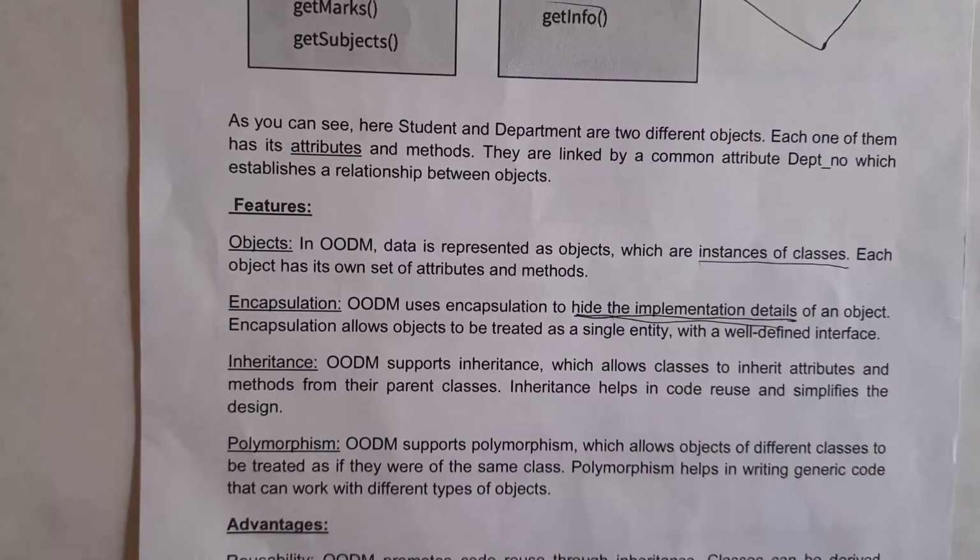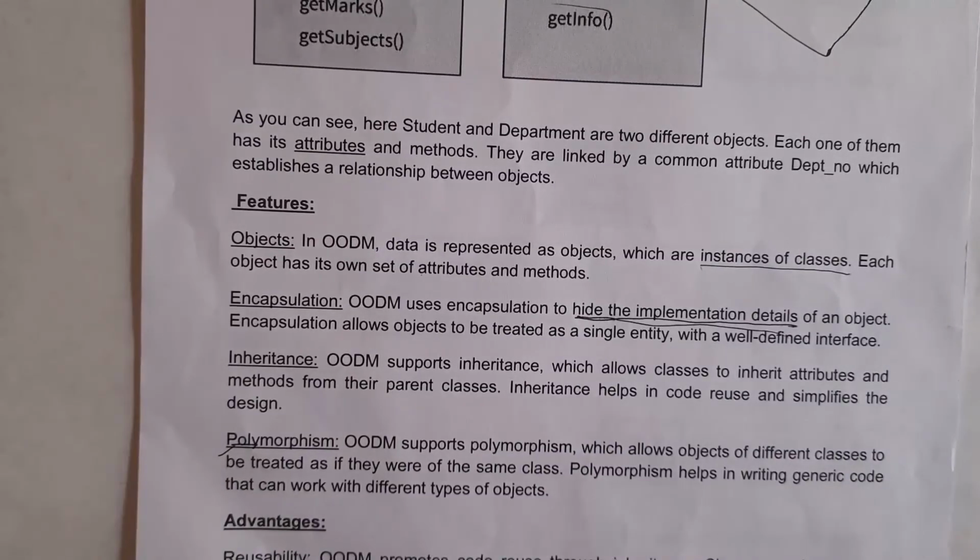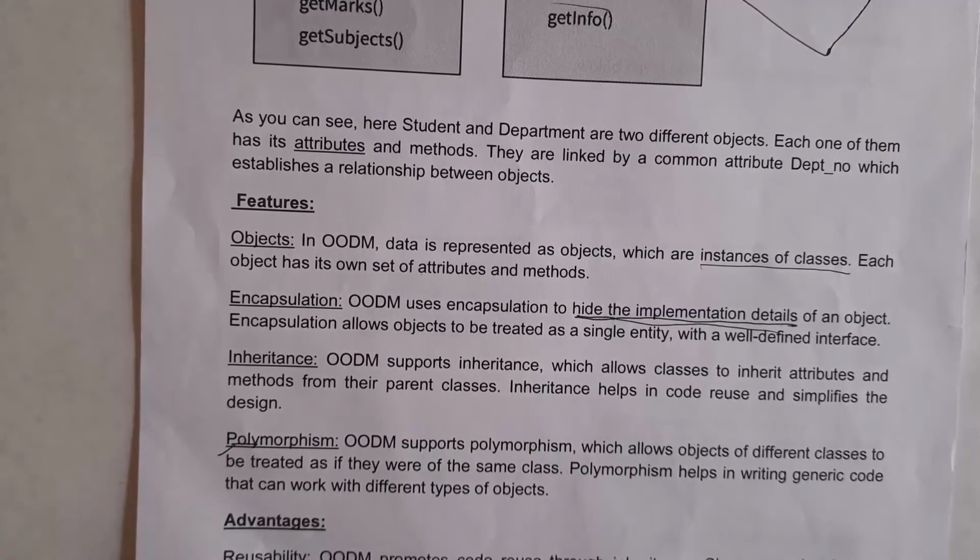Next feature is polymorphism. Poly means many, morphism means forms, that means many forms. For example, there are different objects in different classes. Now we can adopt all those objects and we can represent all those objects in a single class.